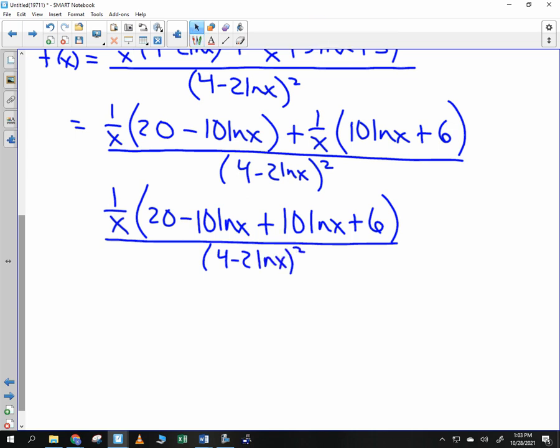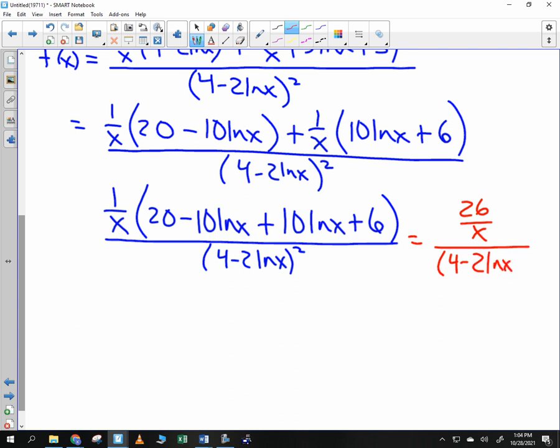So what is this inside thing here? What does this simplify to? 26, right? So doesn't this thing just come out to be 26 over x divided by 4 minus 2 natural log of x squared? Can we leave our answer as a complex fraction? And I know that that sounds like, oh my, we've got so much to do. We really don't. We just need to multiply by the reciprocal, right? And so we just get 26 over x times 4 minus 2 natural log of x squared.